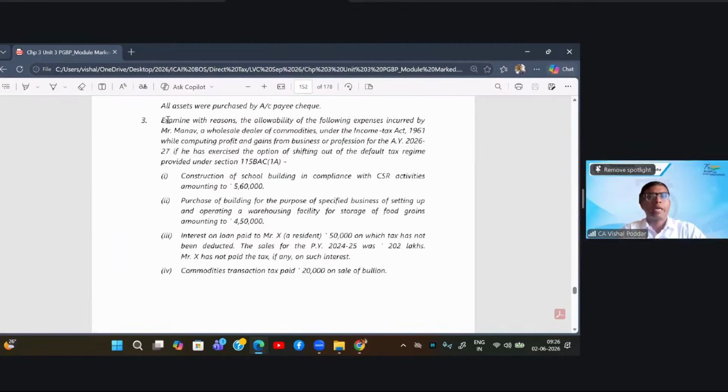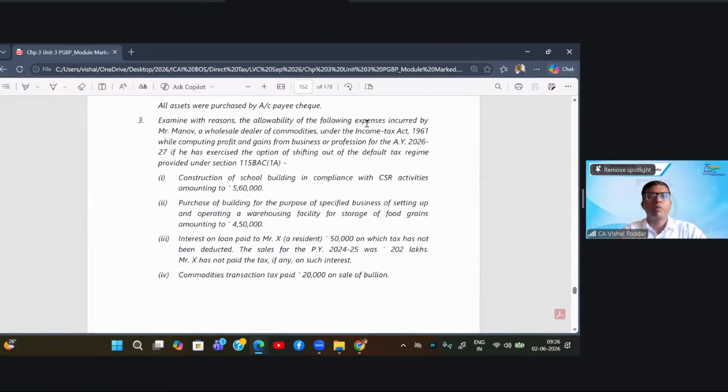What it says: examine with reasons the allowability of the following expenses incurred by Manav, who is a wholesale dealer of commodities, under the Income Tax Act, while computing the PGBP income. He has exercised the option of shifting out, so now he's in the old scheme. Now see, between old and new, there are only a few items which are different. For the time being, we have understood one, which is scientific research expenses payment to an outsider. There are two more, but we'll discuss that when we go to specific sections. Still, here you can start solving these questions.